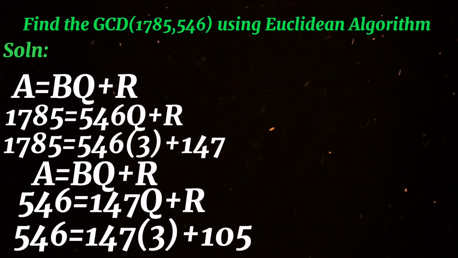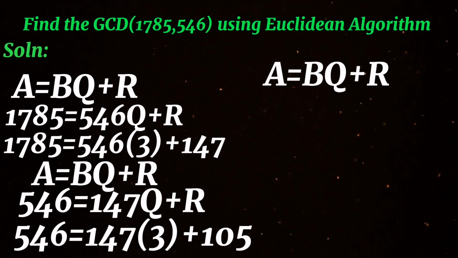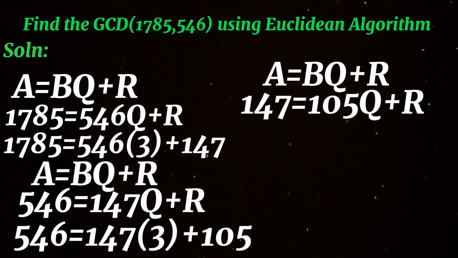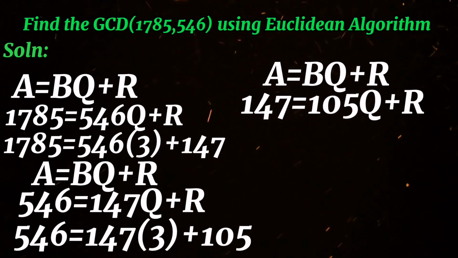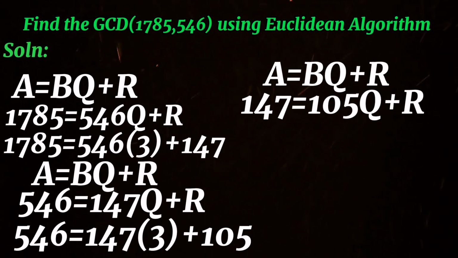Again, our b from this equation is going to become our new a, while our remainder from this equation is going to become our new b. So we are going to have 147 is equal to 105q plus r. I hope you get the concept. 147 was our former b, then it became our a, while 105 was our former remainder, then it became our b. So we have 147 is equal to 105q plus r.